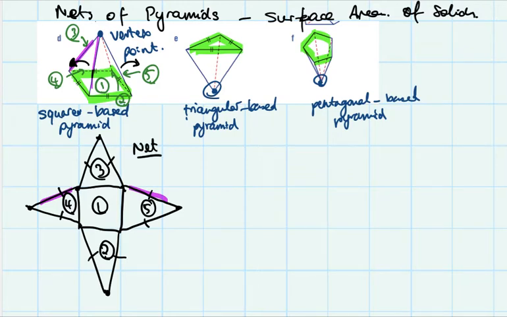Now with this, we can start looking at how to find the surface area of the shape by just simply adding up 4 triangles plus 1 square base. Let's do the next one, a triangular-based pyramid. This one here we can see has an equilateral triangle base. So we start off with that. And we'll call that 1.